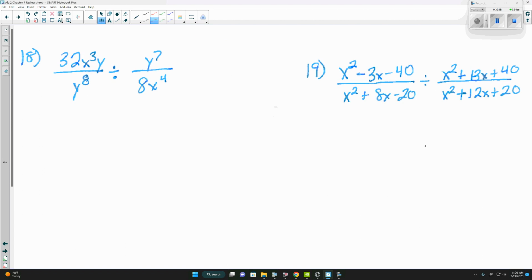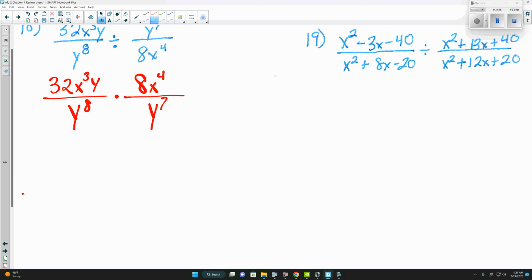Now the next two here are essentially the exact same as what we've been doing. Whenever we divide two rational expressions, the first thing I would say to do is keep the first one the same, change it from division to multiplication, and flip the second. Before you do anything else, change it to multiplication and flip the second. This is where I would start. Keep, change, flip.